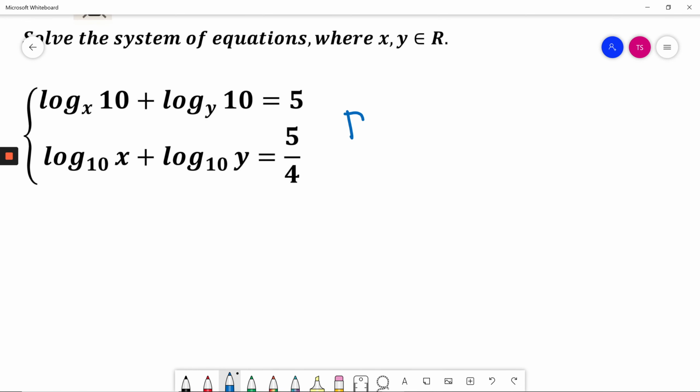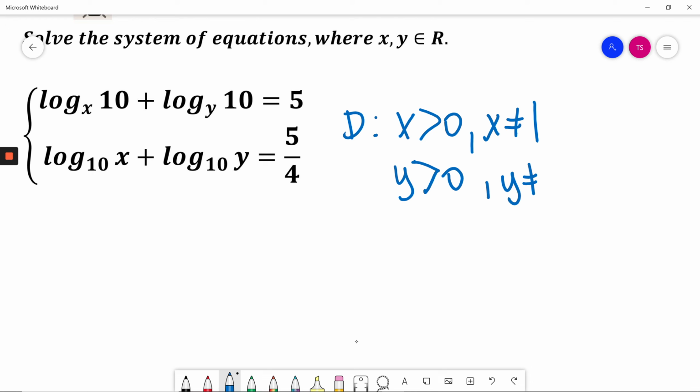First, I will write the domain. The domain is x has to be positive and x cannot be equal to 1 because of base x. Similarly, y is positive and y is not equal to 1.